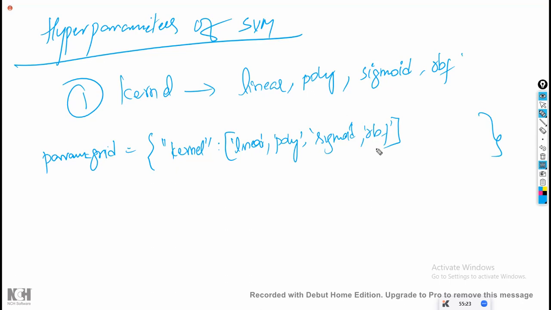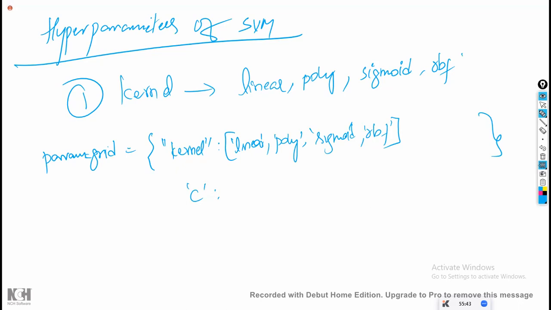For all these theoretical questions, first we have to understand the theory. Now, for practical questions, we have to understand how to implement the project using the SVM. And the second hyperparameter we have is called C. One more hyperparameter available in the SVM is called C.